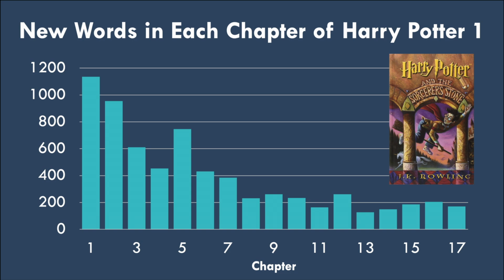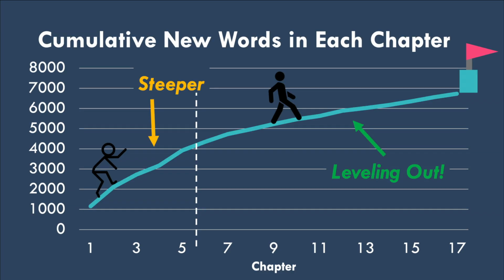This chart shows us the number of new words in each chapter of the English version of Harry Potter and the Sorcerer's Stone, and this data tells us a lot about how to approach learning a language, whether you're a beginner or stuck somewhere in the intermediate plateau.